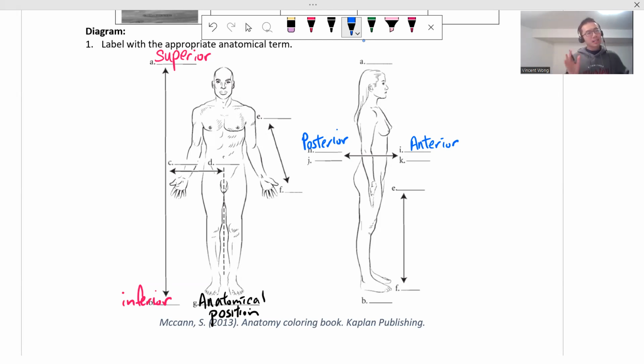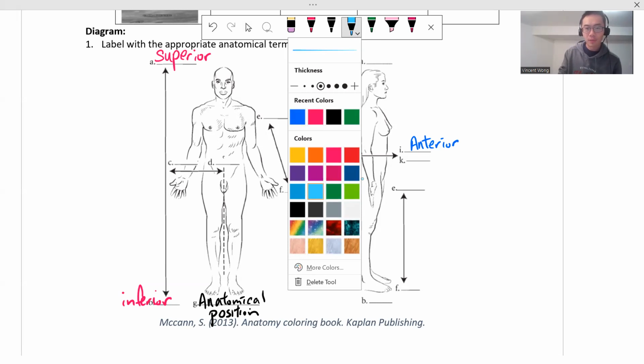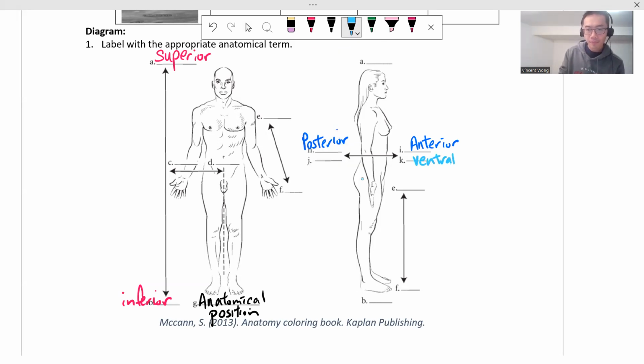Now, sometimes it's a little bit tricky. If it's on the side of the tummy, instead of saying anterior, we can also say ventral. And if it's on the back, we say dorsal. Now, why do we have two sets of terms for the same thing? Well, anterior is not always the same as ventral if we are talking about other animals.